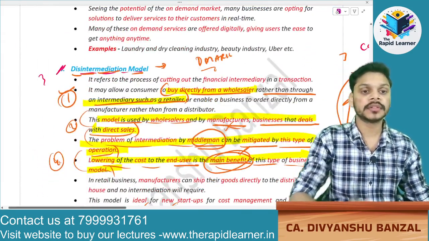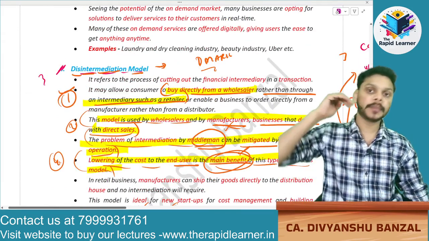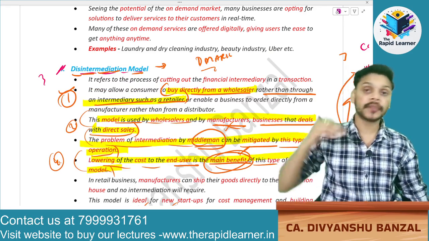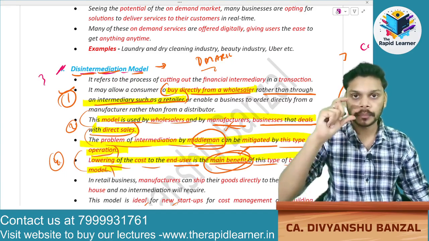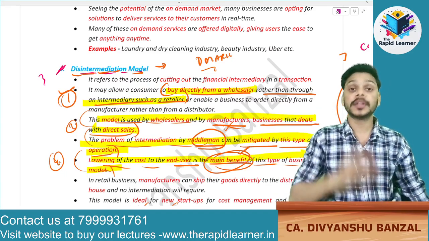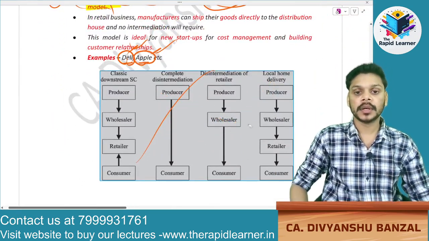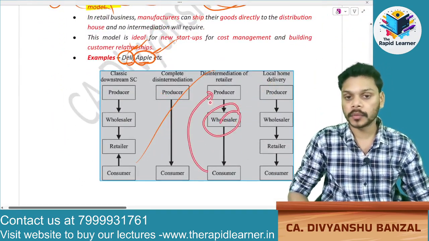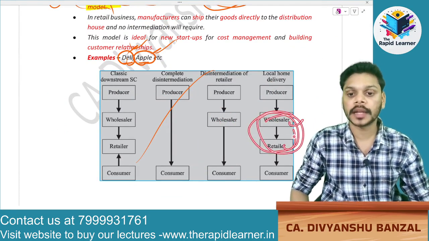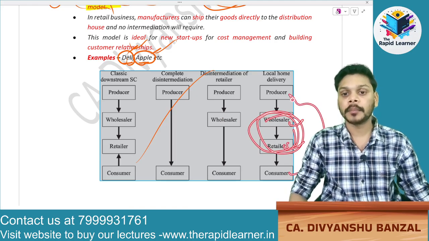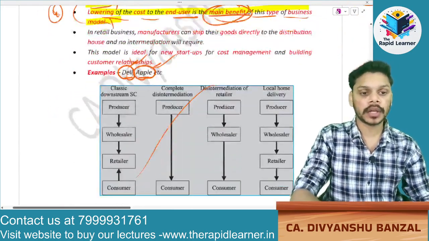Okay, now third one is disintermediation model, means we are just directly buying from the company, or we are just directly buying from the wholesaler, means we are just disintermediating the middleman. We are just removing middlemen, like we are just removing the wholesaler. We are just buying directly from the producer, removing the wholesaler or direct retailer. Simple. That is called disintermediation model.